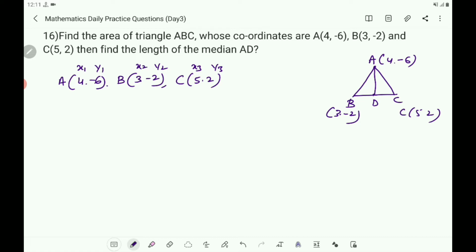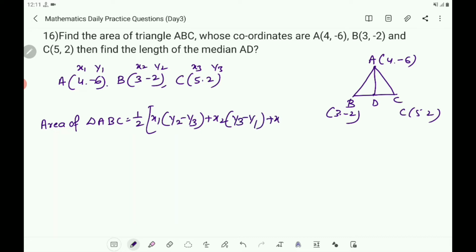Now you write the area of the triangle, that is area of triangle ABC equals 1 by 2 into x1 into y2 minus y3 plus x2 into y3 minus y1 plus x3 into y1 minus y2. Here x1 into y2 minus y3, x2 into y3 minus y1, then x3 into y1 minus y2.